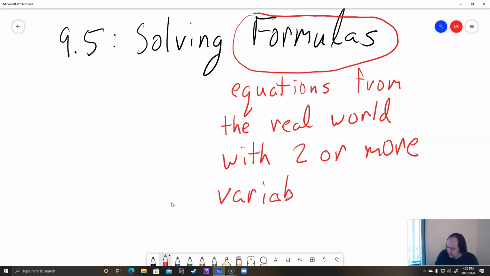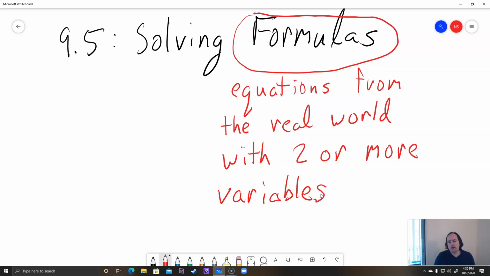And each variable is going to be represented with a different letter. Sometimes the letters are lowercase, sometimes they're uppercase. Sometimes you may even see Greek letters, although I don't think we have any Greek letters in our class, except for maybe pi. Alright, so equations from the real world with 2 or more variables.